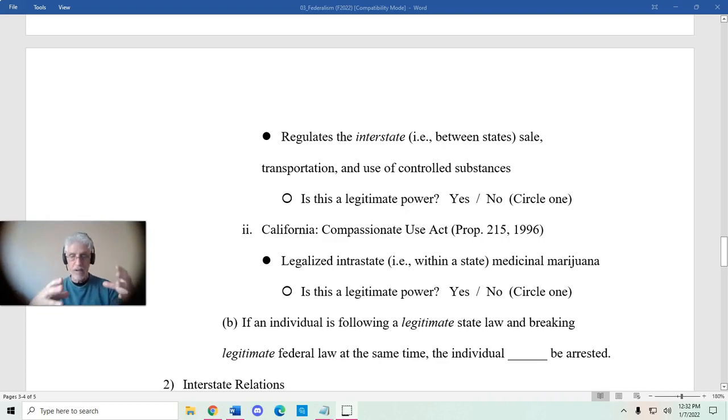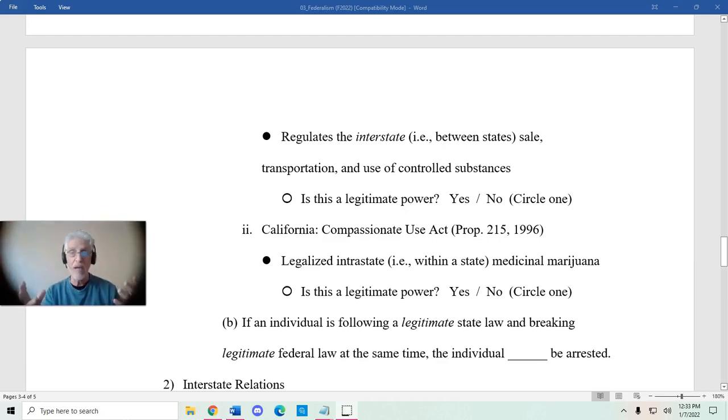Now, if somebody does, as I said before, does a state have the authority to determine what kind of prescriptions are sold within the state? Is that a legitimate power of the state government? Well, yes, it is. But the way the courts have interpreted the Commerce Clause, it's been very broad. And so the way it works is that if an individual is following a legitimate state law, like the California Compassionate Use Act, and at the same time, they're breaking a legitimate federal law, that individual can be arrested, right? Because in this case, what you have is a conflict between a legitimate federal law, the Controlled Substance Act, and a legitimate state law, the Compassionate Use Act. And in a case like that, the national government's law is going to take precedence.